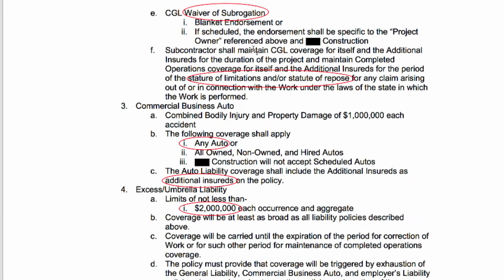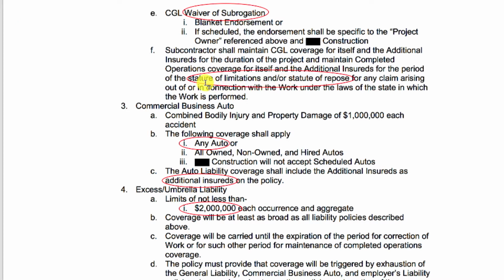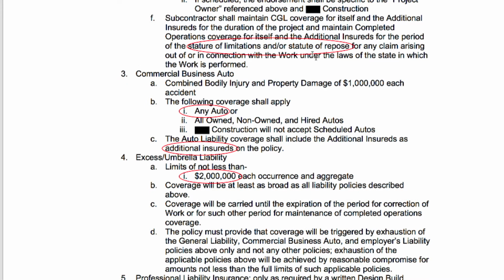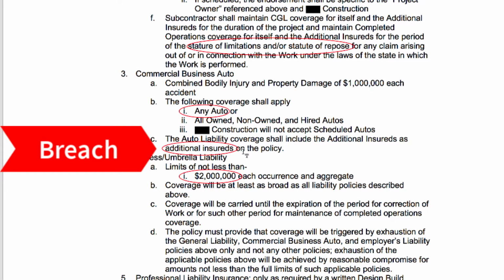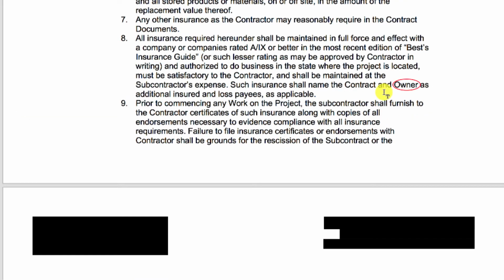Breach of contract. They did not have the correct waiver of subrogation that extends to not only the contractor but also the owner. They required all of this to be in place through the statute of repose, which in most states on average is 10 years, and they failed to do that, so that was a breach of contract. So if an occurrence happened years down the road, there would be no coverage protection to that additional insured party. Breach of contract. The type of auto coverage that was required, they were in breach. They were not additionally insuring the owner and the contractor correctly on the auto. They did not have the full $2 million limit on their umbrella. Breach. All of these endorsements required to go to the contractor as well as the owner.